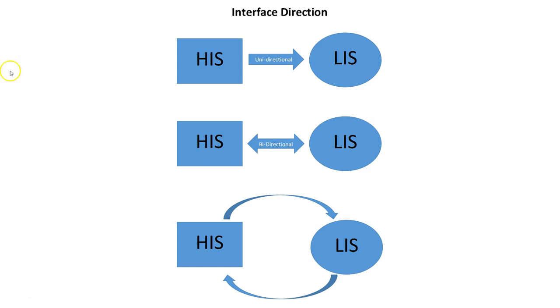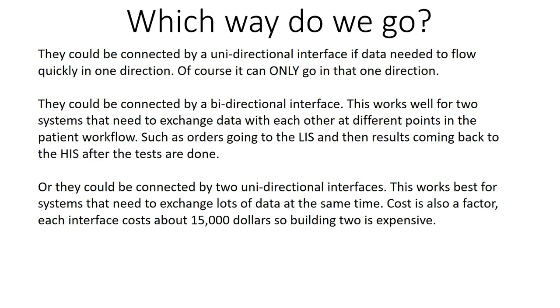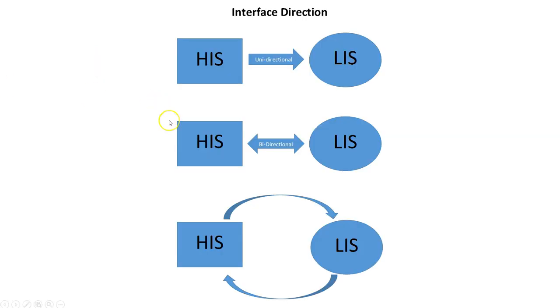So to go back to this diagram, if the HIS only sent information to the lab information system and didn't need results back, this would work. That's probably not going to work in a real-world scenario because you want the lab results back. They could be connected by a bidirectional interface. This works well for two systems that need to exchange data with each other at different points in the patient workflow, such as orders going to the LIS and then results coming back to the HIS after the tests are done. So again, let's go back to the diagram, right?